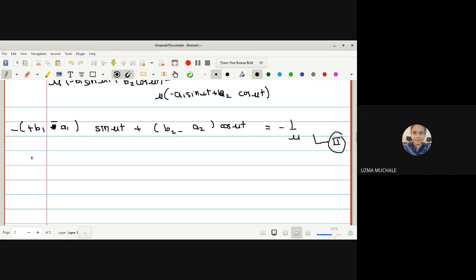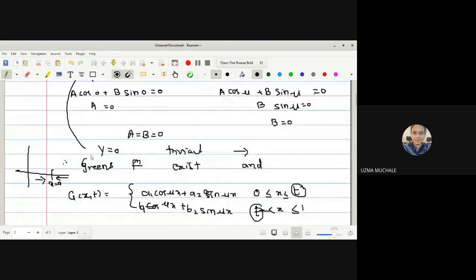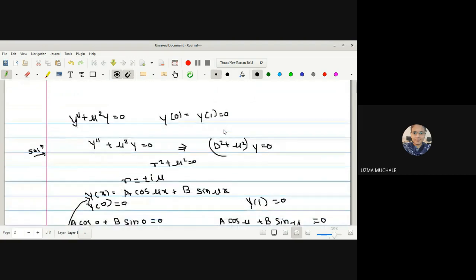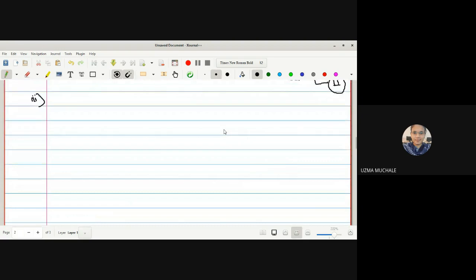Okay, what is the third condition for this? The G1 must satisfy the first boundary condition, G2 must satisfy the second boundary condition. Why is this so? Because you can see here the interval for G1 is 0 to t, and the interval for G2 is t to 1. And y of 0 is equal to 0 will come in the first interval, y of 1 is equal to 0 will come in the second interval. Hence, you can write here G1 and G2 must satisfy the boundary conditions.